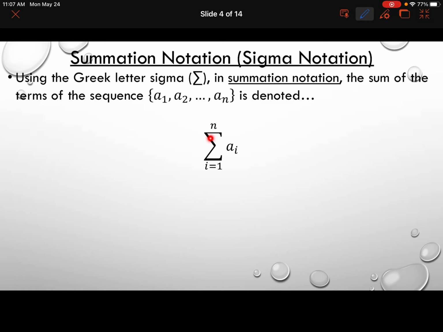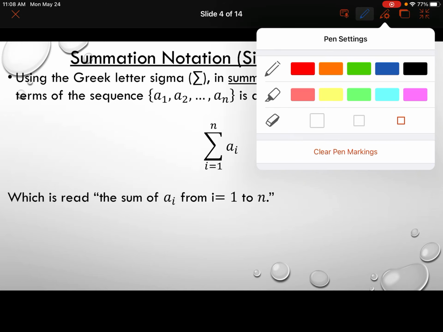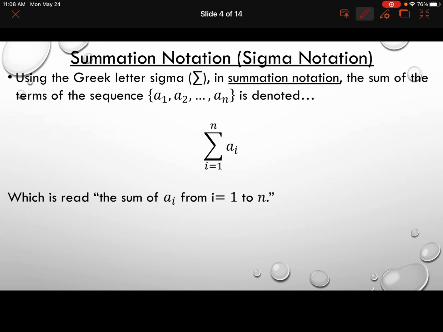Okay, so you have your sigma, and then on the bottom of it, i is equal to 1, the top of it, n, and then the expression a sub i. The way you would read this, you would say the sum of a sub i from i is equal to 1 to n. So let's break this down a little bit. As soon as you see the sigma symbol, you immediately should think, I'm finding the sum of a list of numbers. That's the first thing.